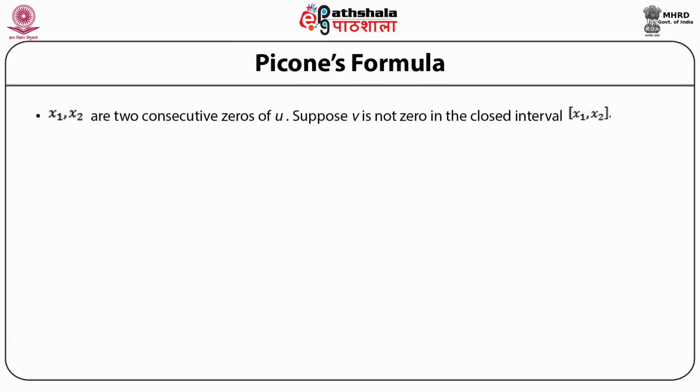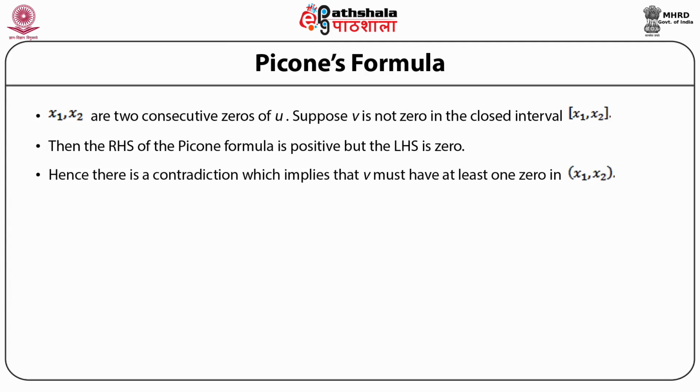Let x1 and x2 be two consecutive zeros of u, and suppose v is not 0 in the closed interval x1 to x2. Then the right hand side of the Picone formula is positive, but the left hand side is 0. Hence, there is a contradiction which implies that we must have at least one zero of v in x1 and x2. The theorem is true even if v is 0 at one or both the endpoints.